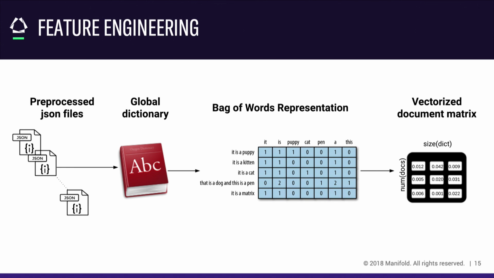So we need to first build what's called a global dictionary of all the words in all of our documents. So this is an exhaustive set of every word in every document. An example of this is the column names in the bag of words representation image. It is puppy, cat, pen, a, this is an example dictionary.